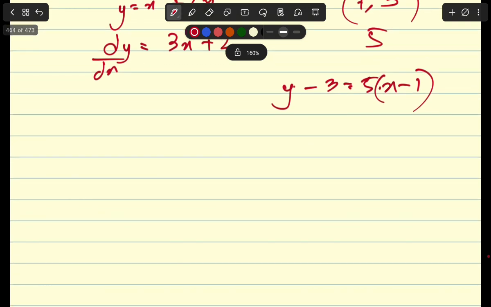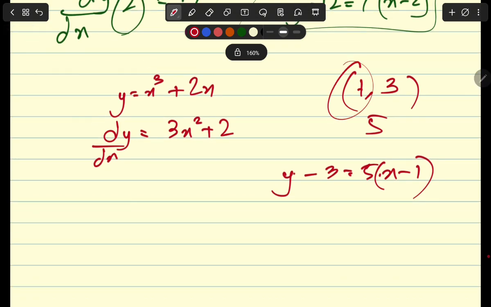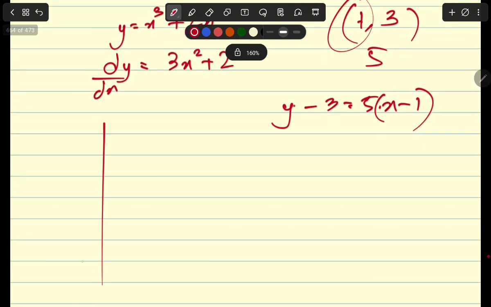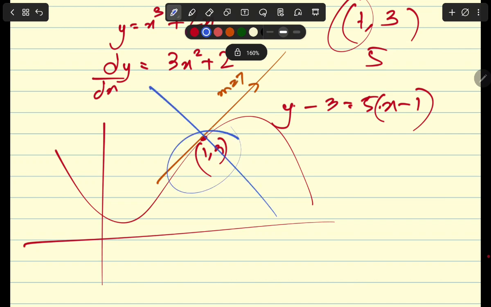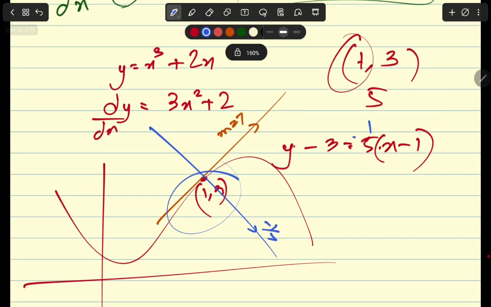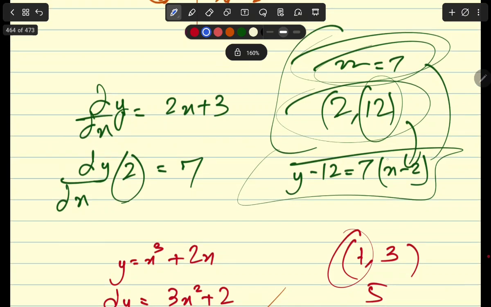Now let's say that you want to find the normal to the curve at x is equal to 1. Let's say the curve was like this, and 1 comma 3 was here. This was a tangent with gradient 7. Now if you had to find the equation of the normal at this point, the point is going to stay the same, and the gradient is going to become the negative reciprocal. So instead of 5, you're going to put negative 1 over 5. Instead of 7 here, you're going to put negative 1 over 7. This is as simple as that. So now let's do an example.